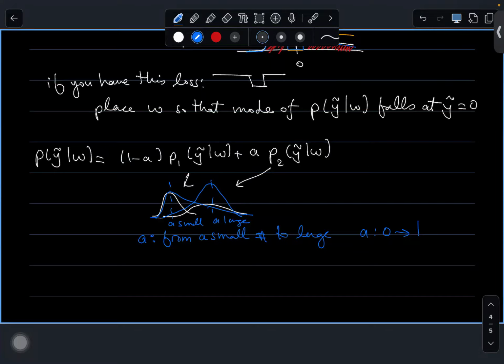Does that make sense? Okay, so we just did it for one of these error functions. Let's now do it for another one. Let's do it for a quadratic error function. Let's see what we get for that.